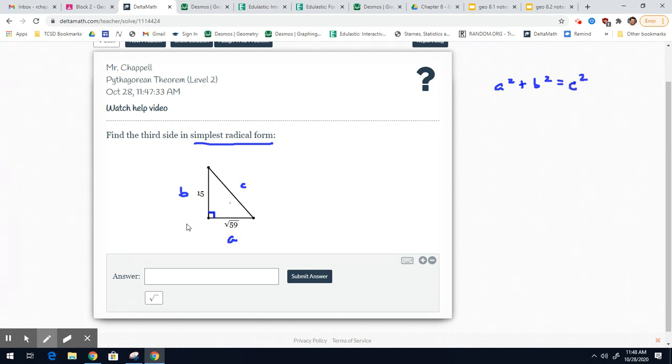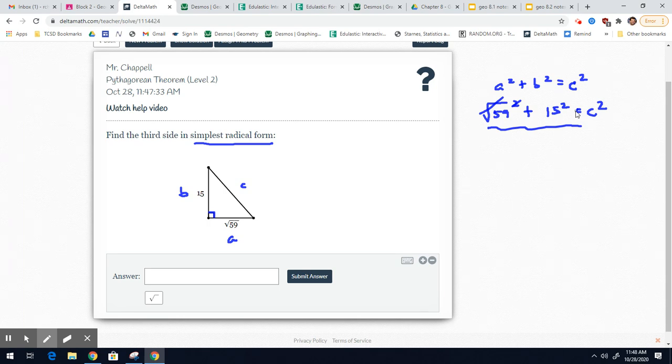Okay, so my A is the square root of 59. So square root of 59 squared plus B is 15 squared, and that is C squared. Now, the square root of 59 squared is just 59. So don't square the 59, they cancel. So in my calculator, I'm going to do 59 plus 15 squared. Notice I do it at the same time because they're both on the left side of the equal sign. You can combine all at once.